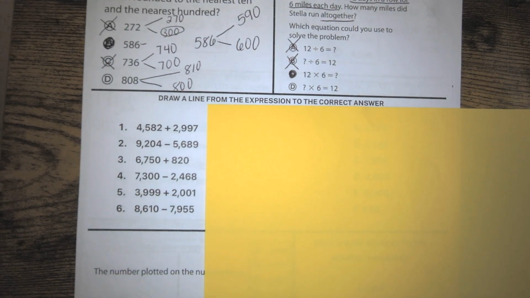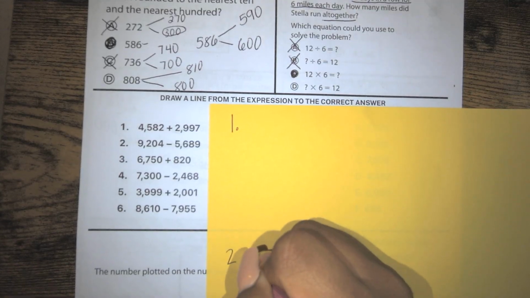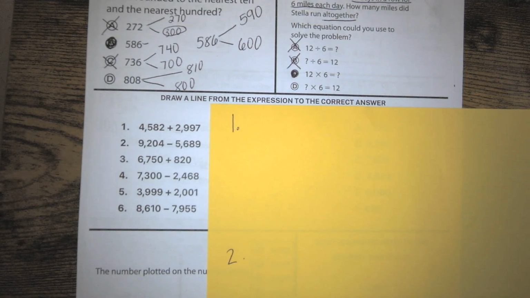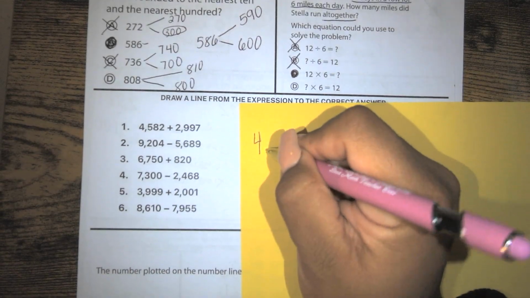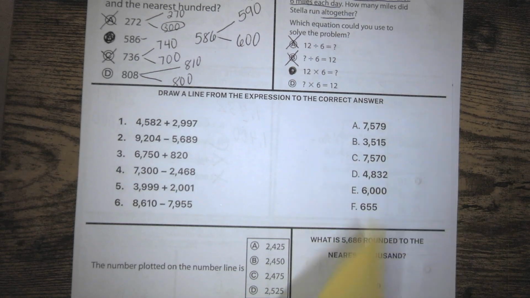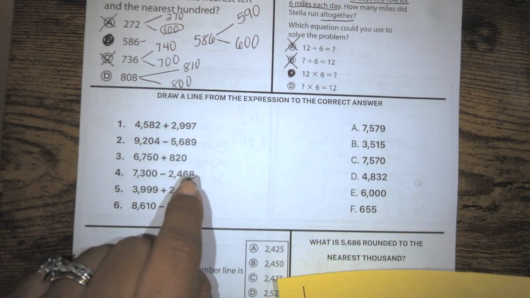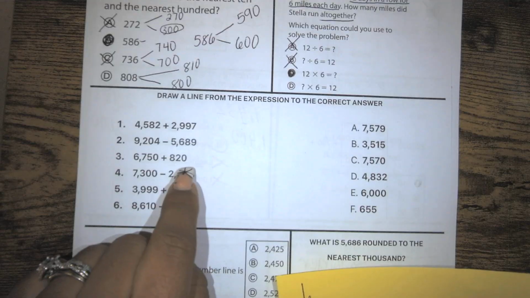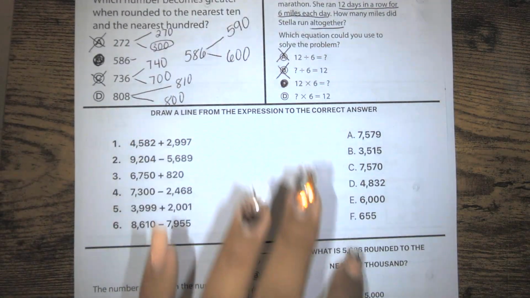You ready? Okay. I'm leaving space. So I'm going to do 1, 2, and 3 on the front. And then on the back, I'm going to do 4, 5, and 6. Okay? They want us to draw a line from the expression to the correct answer.